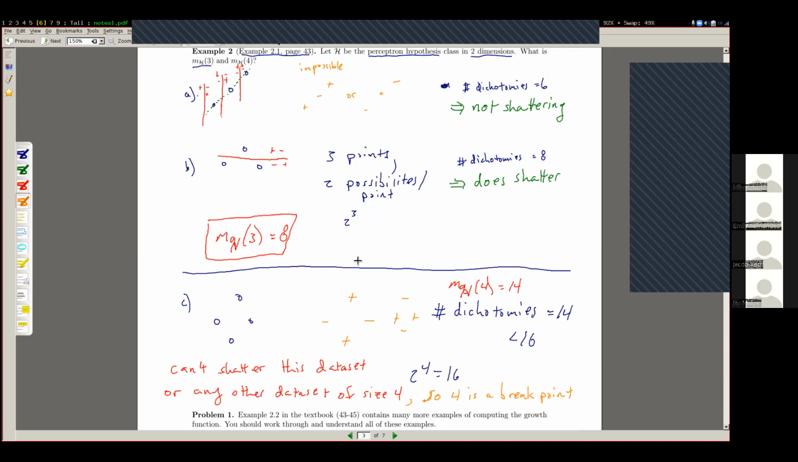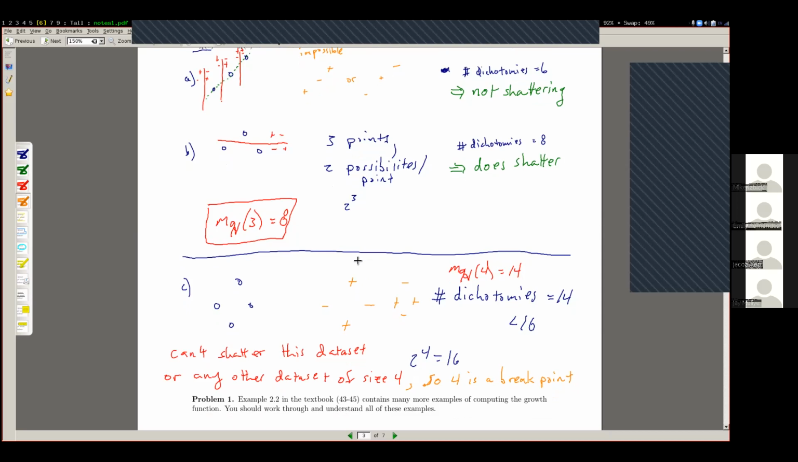So if we're often going to be working with data sets that are larger than the breakpoint for a particular hypothesis, what's the value of understanding it? Hold on to that thought. Okay, let's move on a little bit.